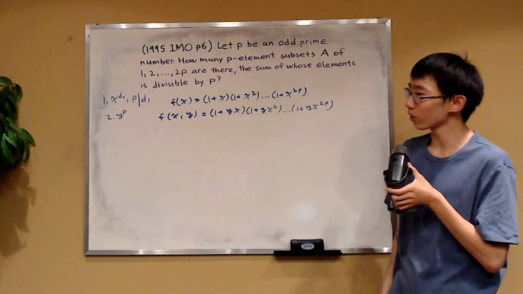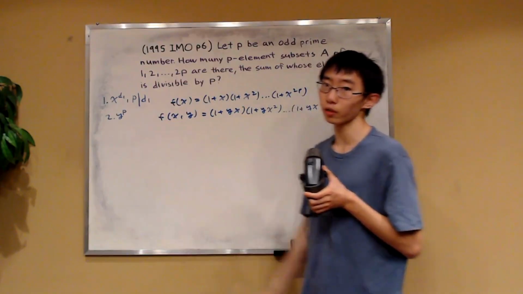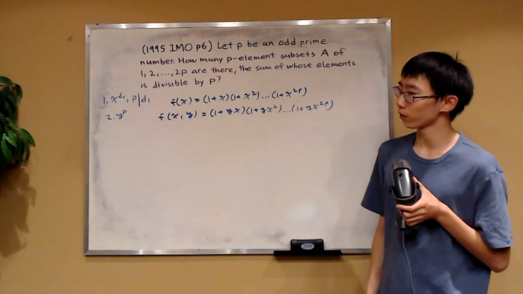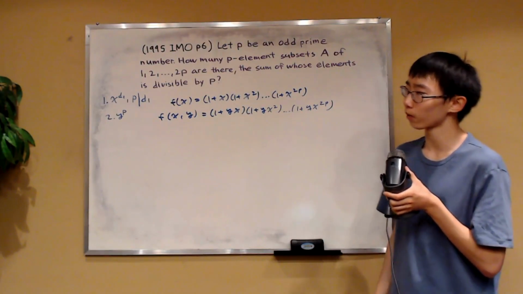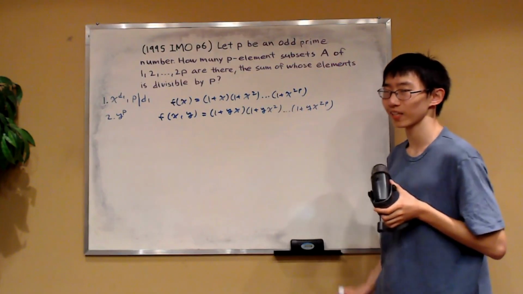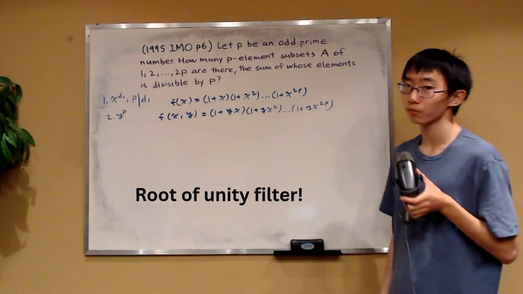Okay, so I have denoted our conditions over here. We're going to first focus on condition number 1. So how do we extract all terms in which we have x to some power, where that power is divisible by a prime? Well, there's actually a very nice formula for this. It's called the root of unity filter.